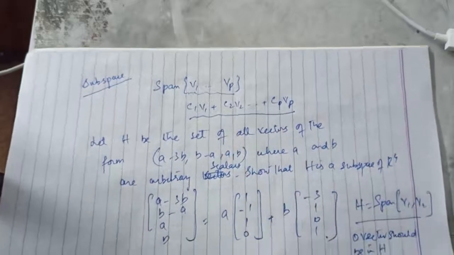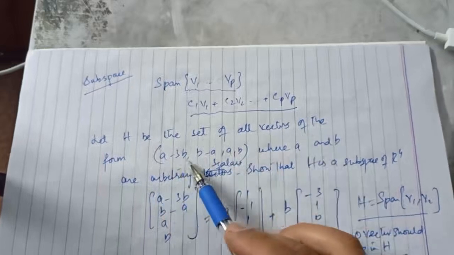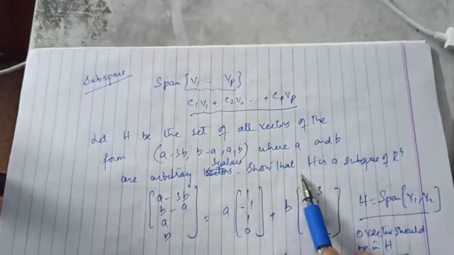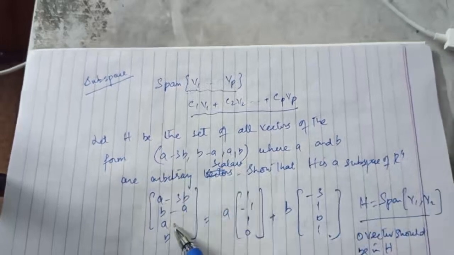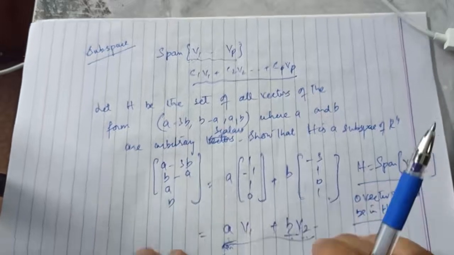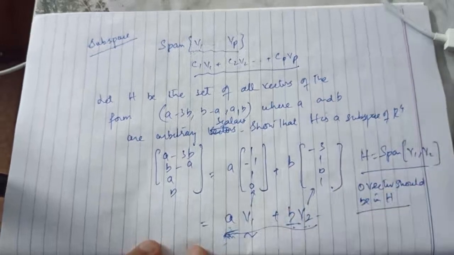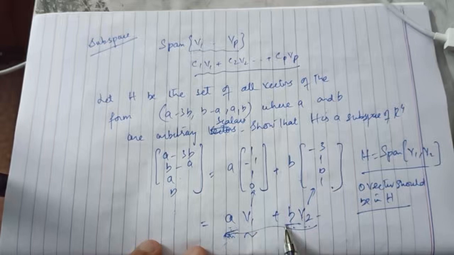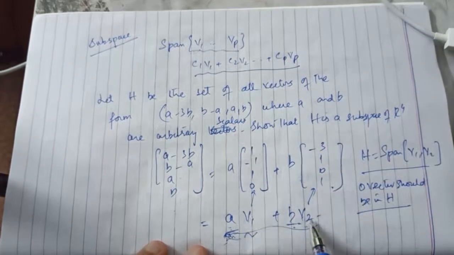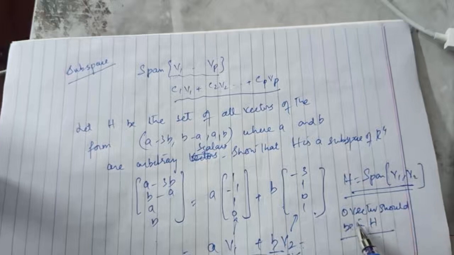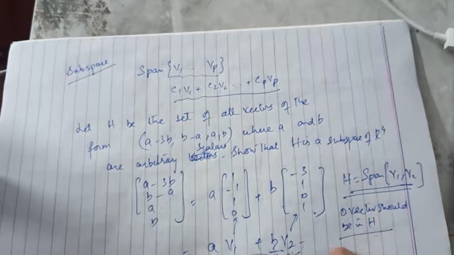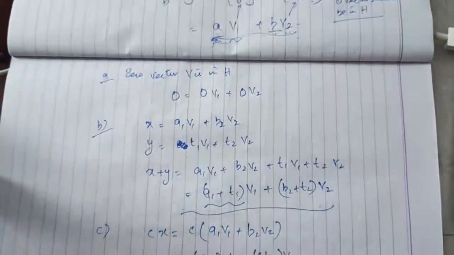To give an example, let H be the set of all vectors of the form (a minus 3b, b minus a, a, b), where a and b are arbitrary scalars. Show that H is a subspace of R4. We can write that as a minus 3b, b minus a, a and b, and we can separate out a and b. So we have two vectors, v1 here and v2 over here. It means a times v1 and b times v2, because a and b can be arbitrary numbers. So it represents all possible linear combinations spanned by the vectors v1 and v2. We can say that H is nothing but the span of v1 and v2. And from the discussion, you know that the zero vector should be in H. If a is 0 and b is 0, H will also have the zero vector. So in essence, these vectors span and define a subspace, right?